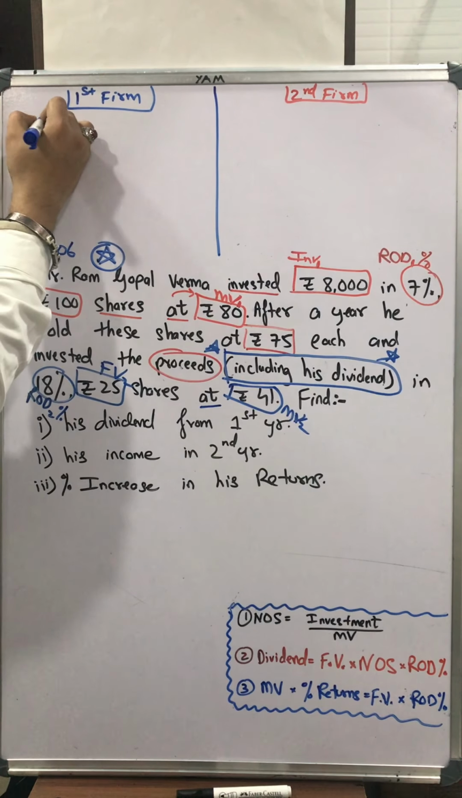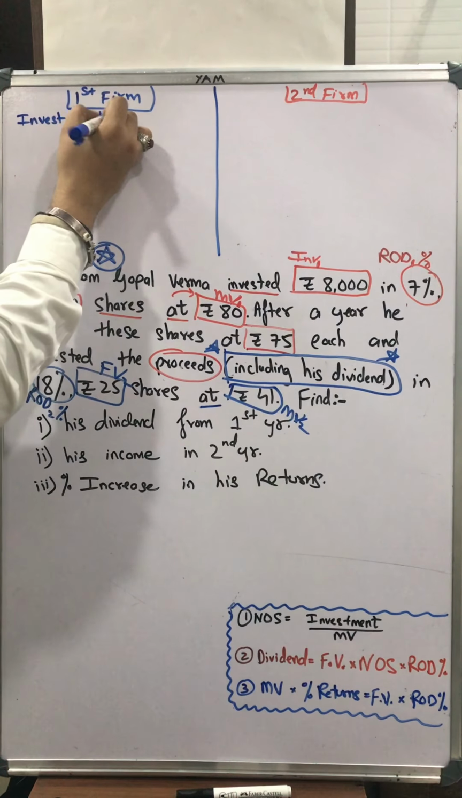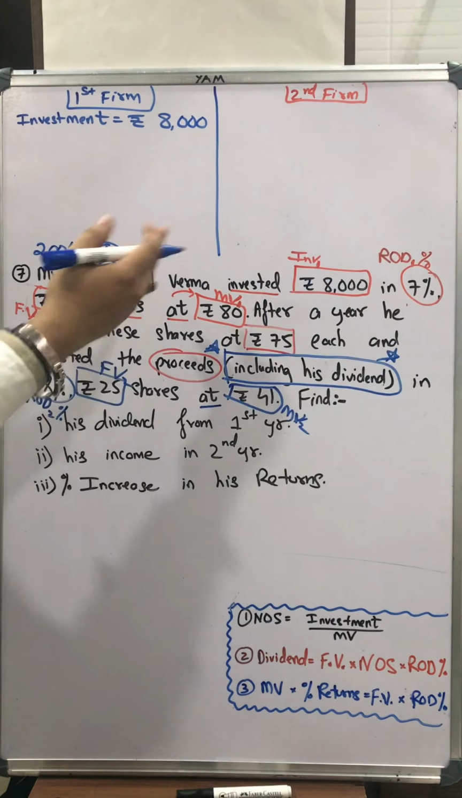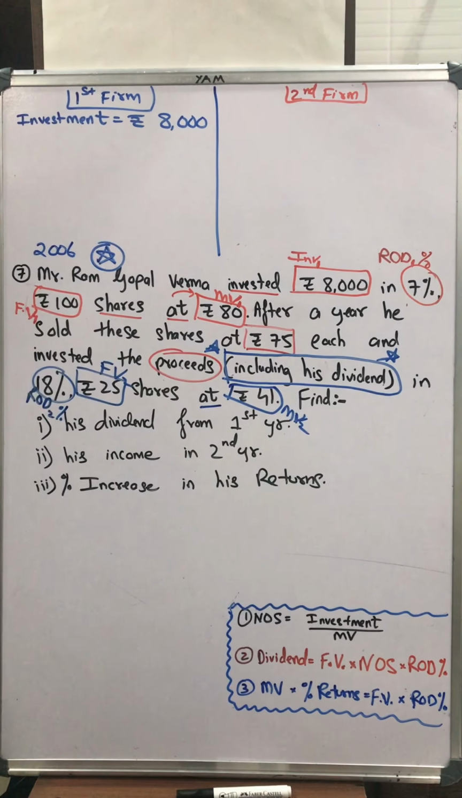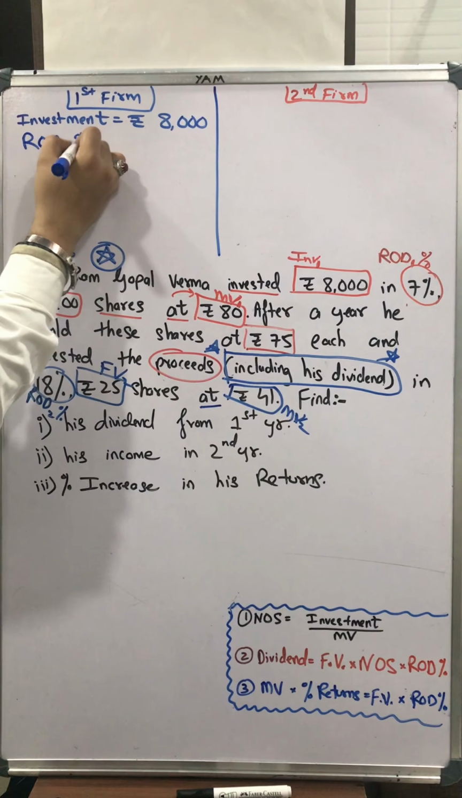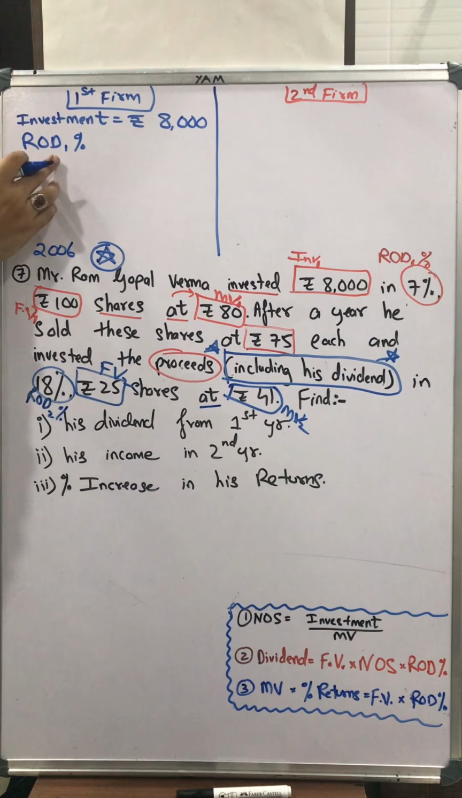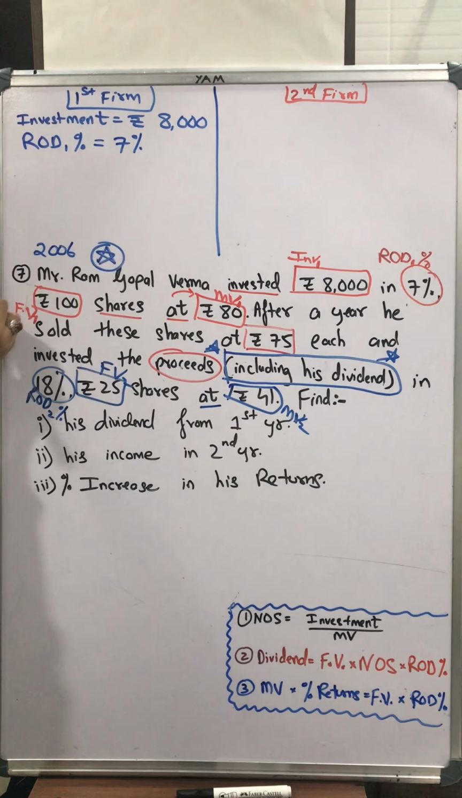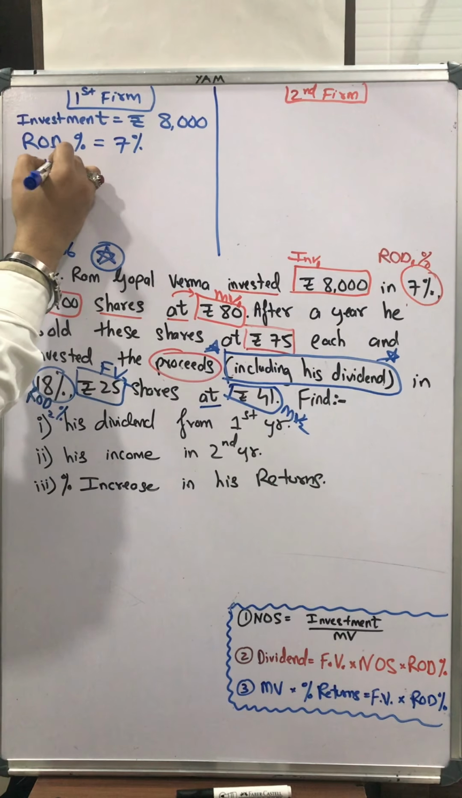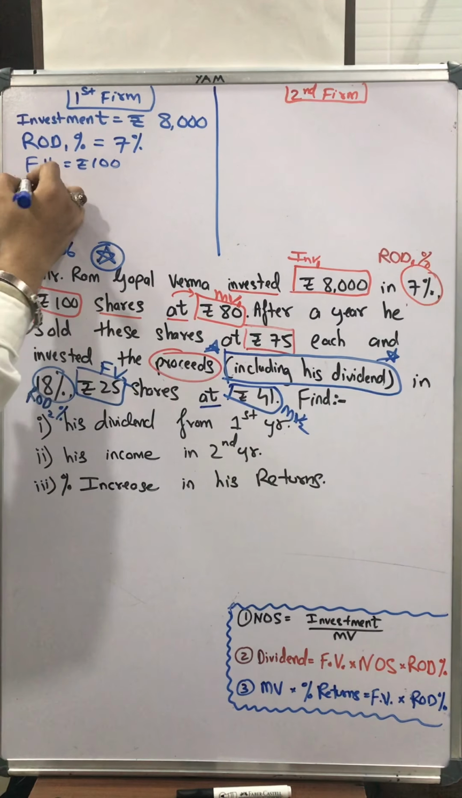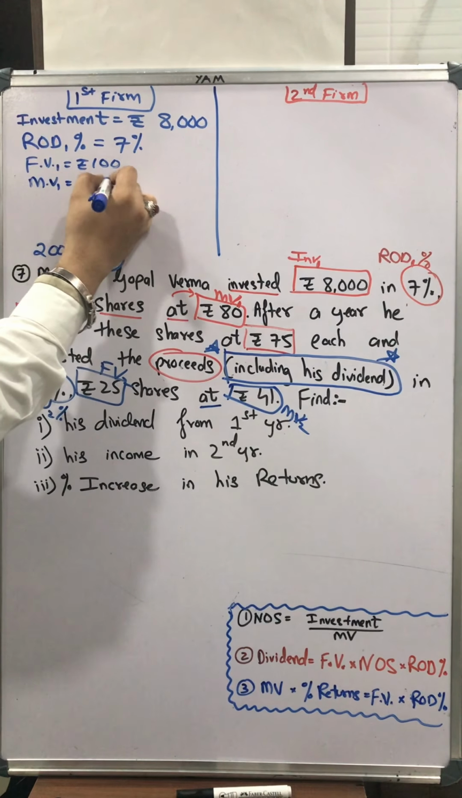So it's your investment. Investment is how much? Rupees 8,000 in 7%. So rate of dividend percentage. ROD percentage. So for the first firm is 7%. Rupees 100 shares. So face value for the first firm is rupees 100 at rupees 80. So market value for the first firm is rupees 80.